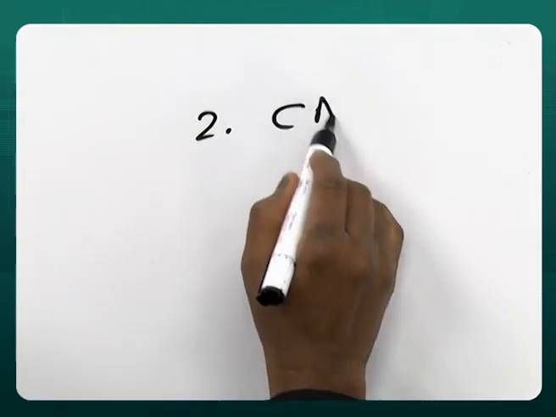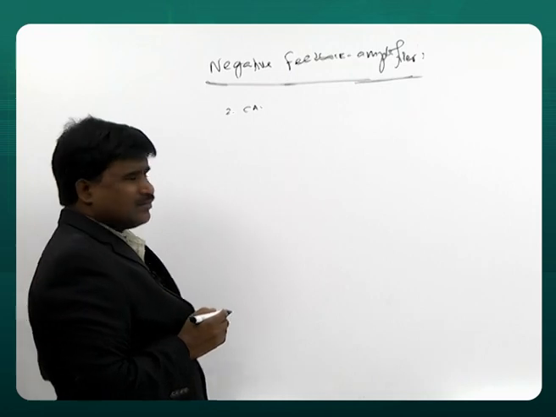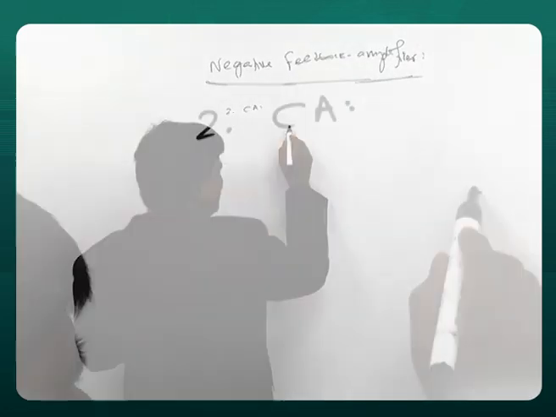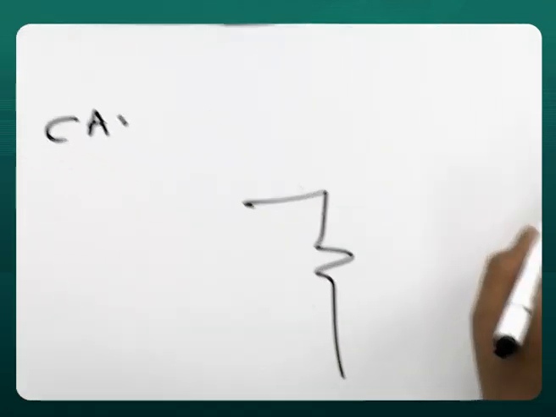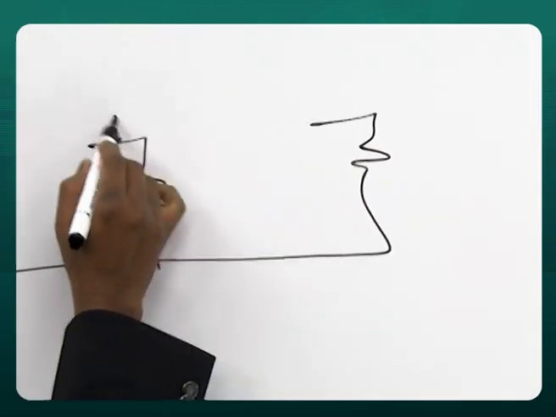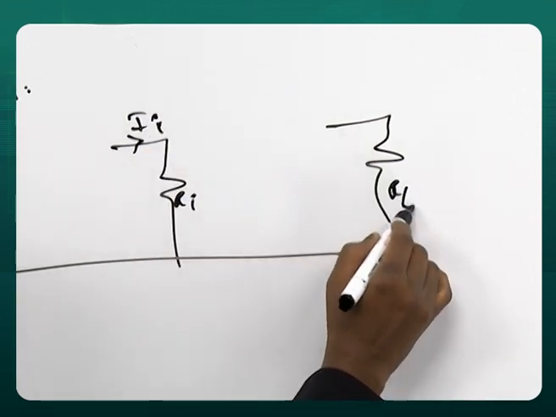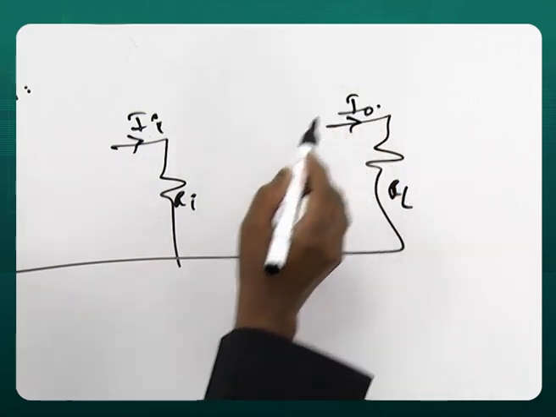Second one is current amplifier. What do you mean by current amplifier? Look at this. RI, II. RL, I0.